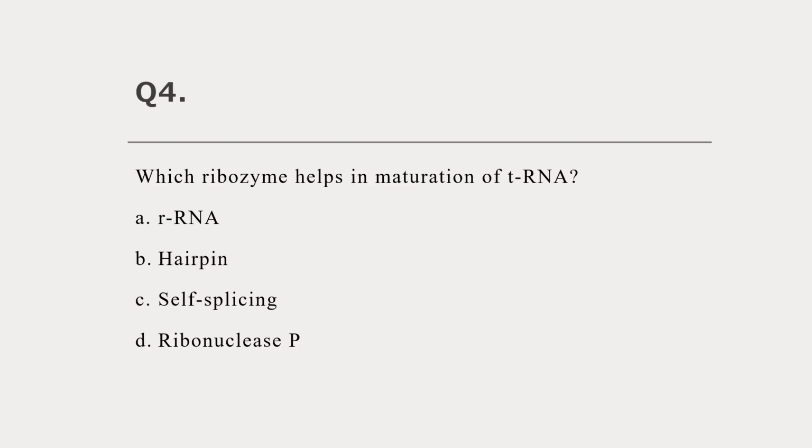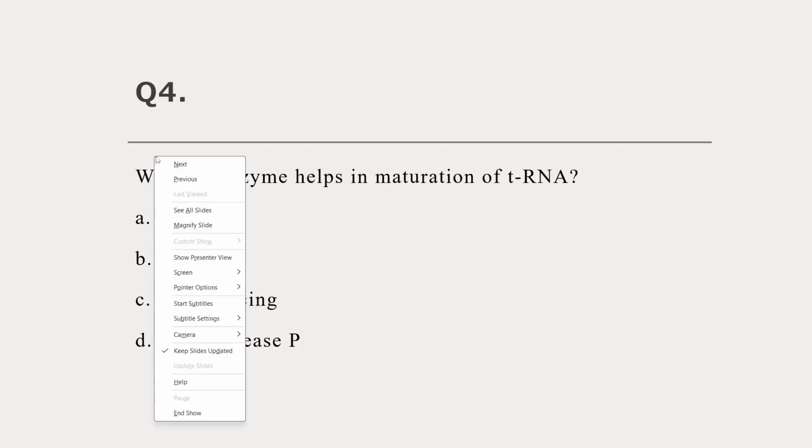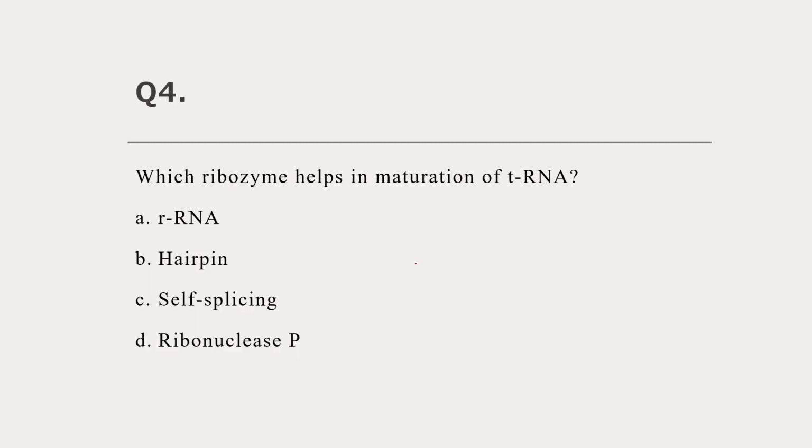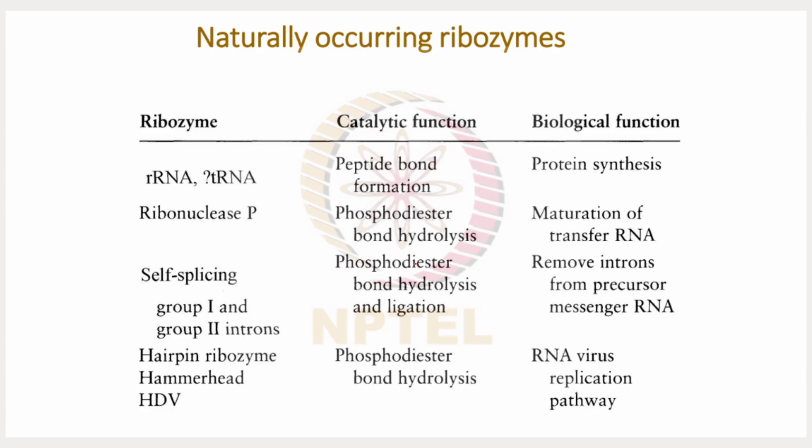Okay then, so let's discuss it. Some of you have answered rRNA, hairpin or ribonuclease P. See, there are a few naturally occurring ribozymes, and here it has been listed which ribozyme is helping in which catalytic function and biological function.